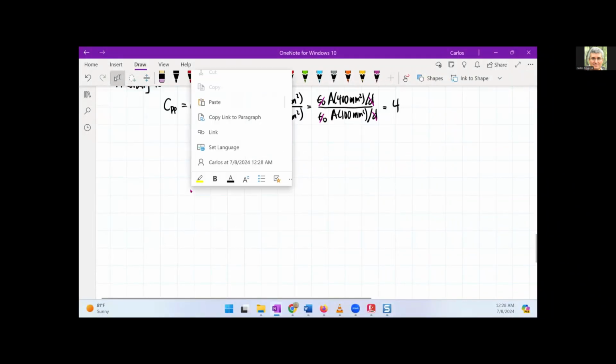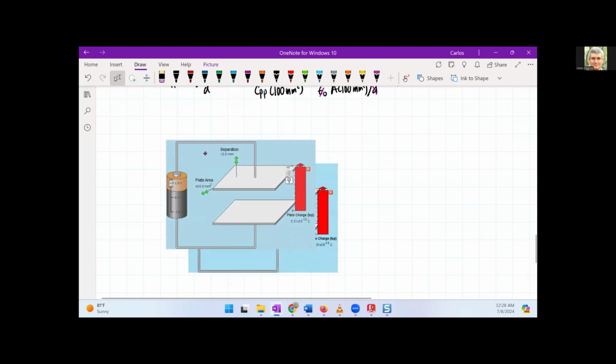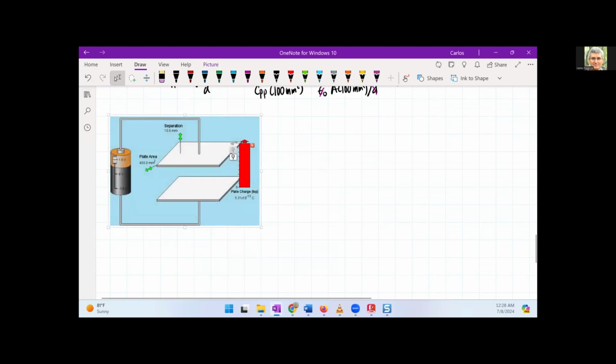Now I have this guy that I'm going to compute. So now I'm going to repeat, but this time I'm just going to put down the values here. So if I look at this, this is the capacitance of Q over delta V. You can see that the charge here is 5.31 times 10 to the minus 13 coulombs over 1.5 volts, and I'm going to get 3.54 times 10 to the minus 13 farads.